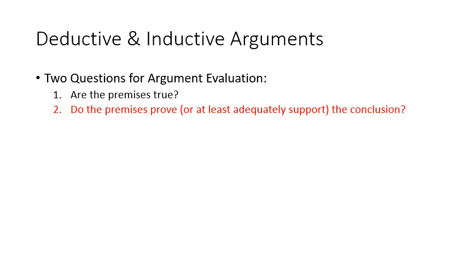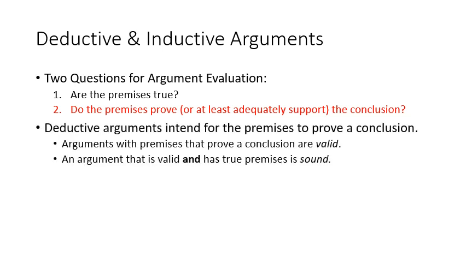We're not going to spend a whole lot of time with that, at least in this chapter, but it is important. But the second thing, and this is what we're going to spend most of our time with, is: do the premises prove, or at least adequately support, the conclusion? This is more of a question about the relationship between the premises and the conclusion. What sort of inference are we drawing, and what is the level of support or proof that the premises are providing?